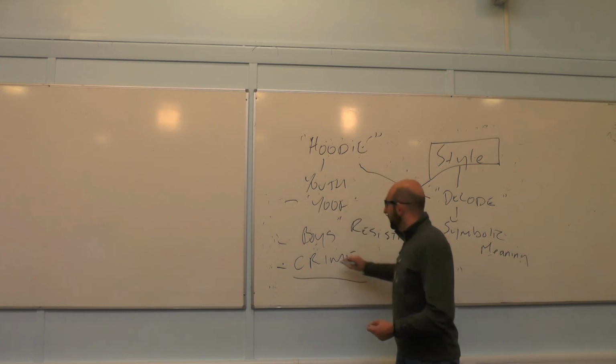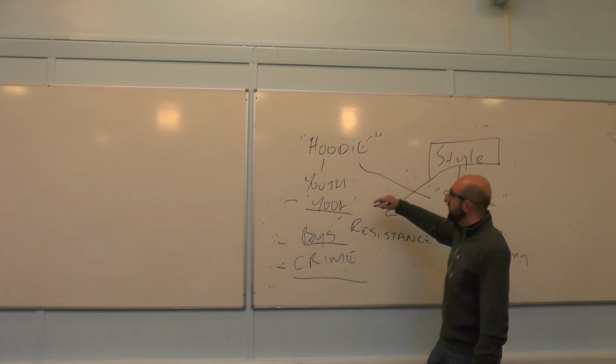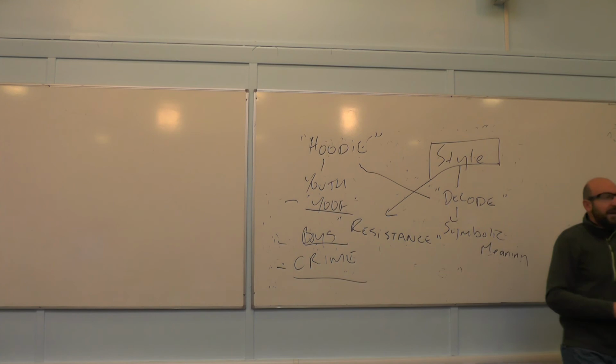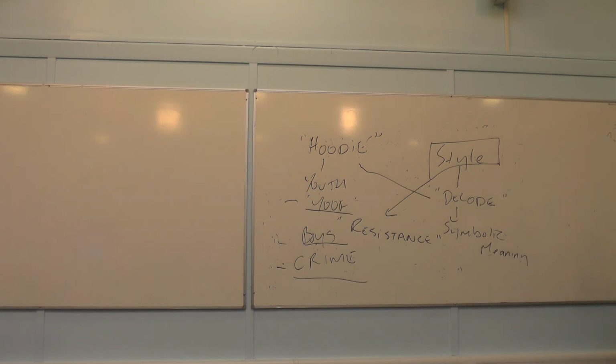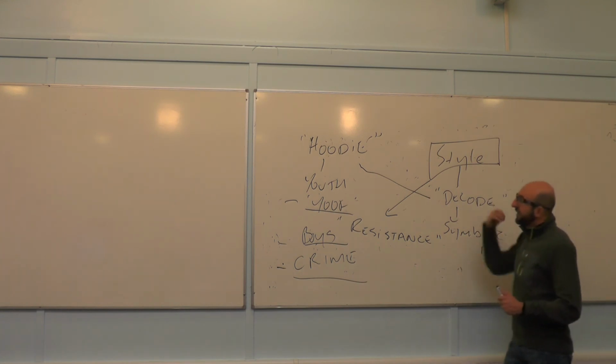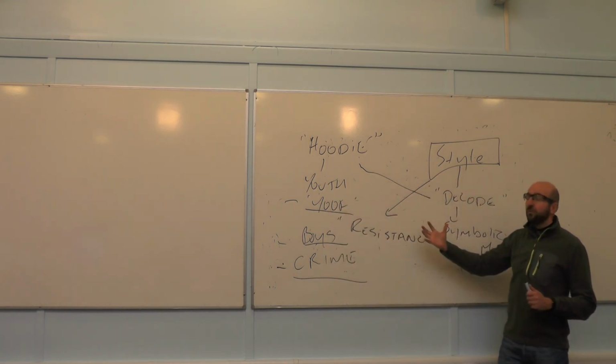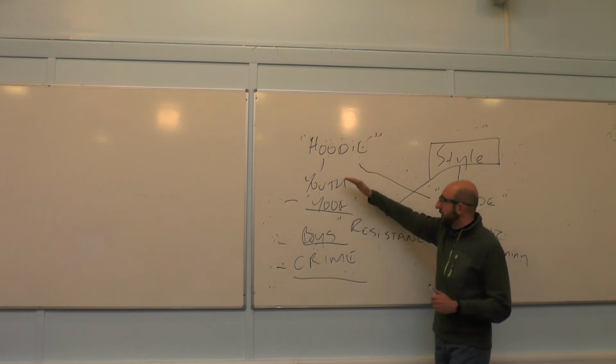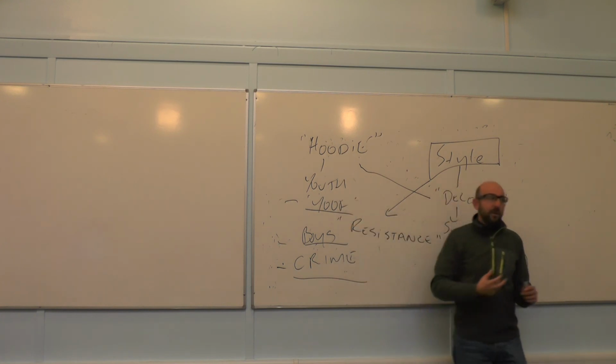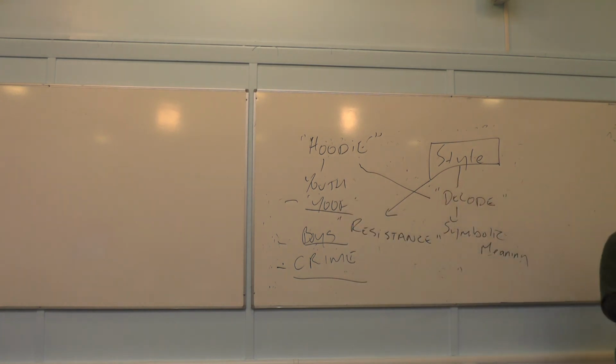Now, according to the Birmingham School, what we need to do is decode these groups. How do these groups get this kind of status attached to them? Why is it that we associate hoodies with euphoria and crime there? We need to decode that. We need to understand the mechanics of this process.